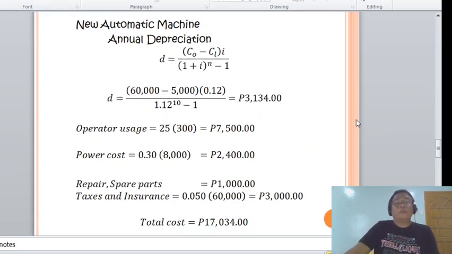For the new automatic machine, the annual depreciation can again be computed. Substituting the given values, the depreciation is 3,134. The operator is 25 pesos multiplied by 300, 7,500. Power cost of 0.3, 2,400. Spare parts of 1,000. Taxes and insurance 5%, 3,000. The total cost is 17,034.